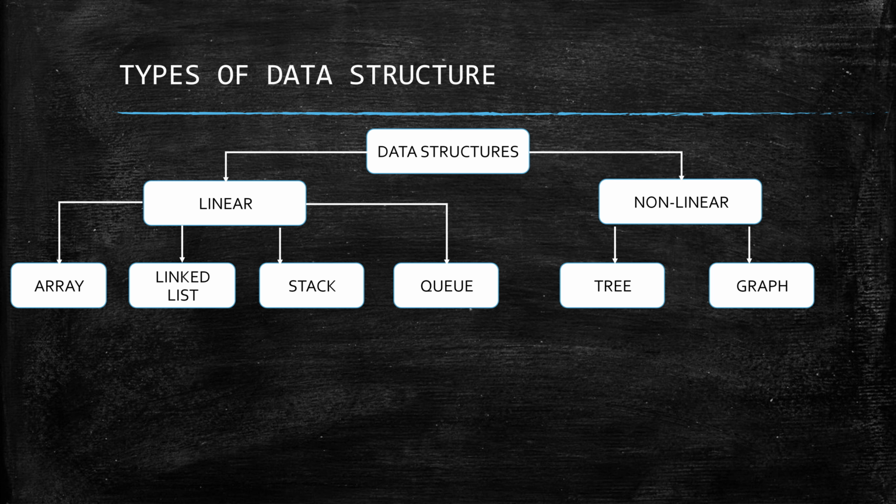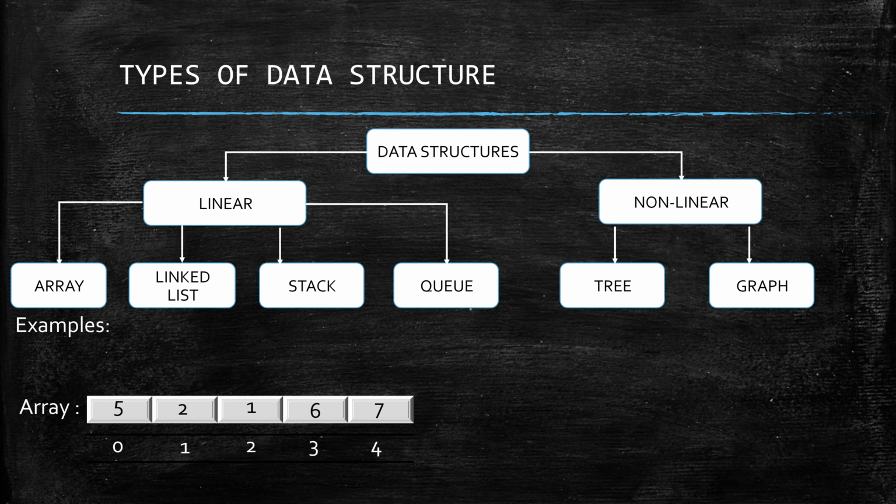So let's consider two examples, one each for linear and non-linear. Coming to the linear, we have an array here. As we can see, the data elements 5, 2, 1, 6, 7 are arranged in a very sequential manner and hence it is a single level organization. It's also very easy to implement.